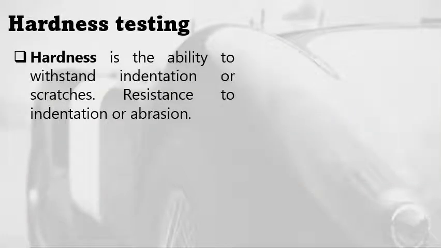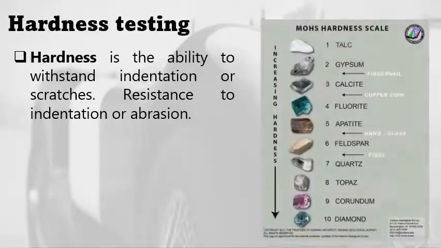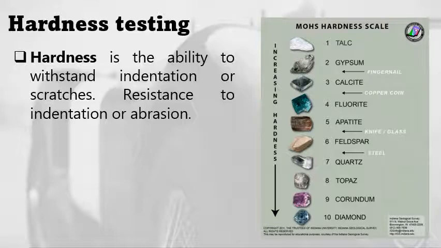Hardness is the ability to withstand indentation or scratches, as you can recall in our previous lesson on the nature and characteristics of materials. It is also the resistance to indentation or abrasion. As you can recall, we have what we call the Mohs hardness scale, which is one of the scales in describing hardness. So in this illustration here, for example, you can see the increasing hardness, wherein diamond in this chart is the hardest of all of these stones being depicted here in this photo.